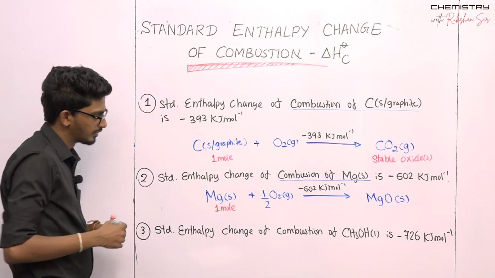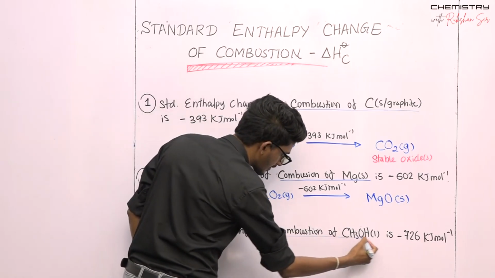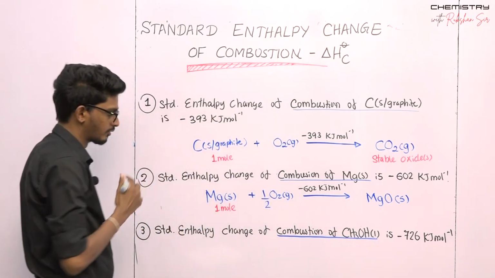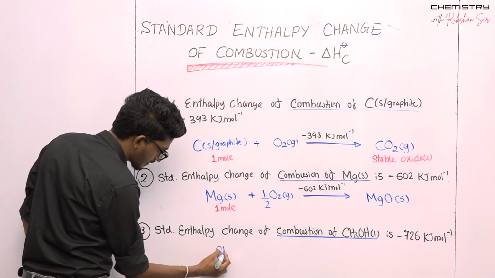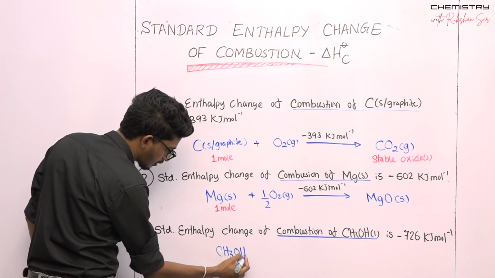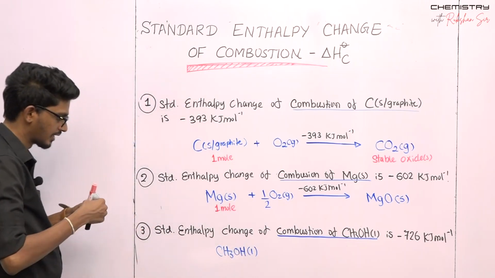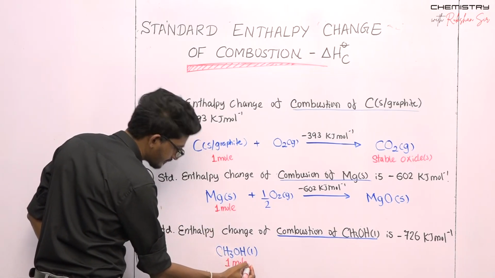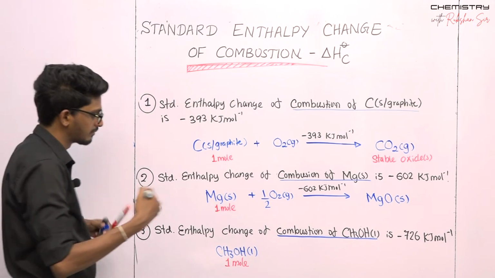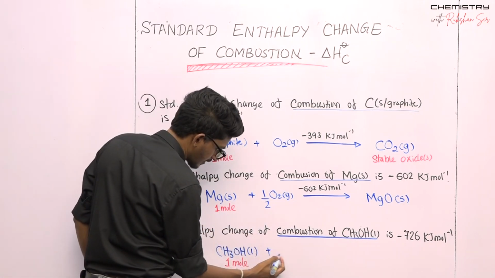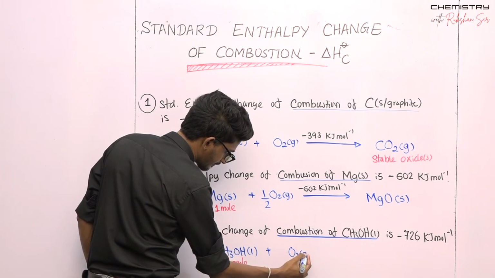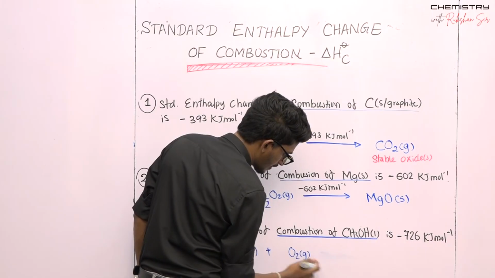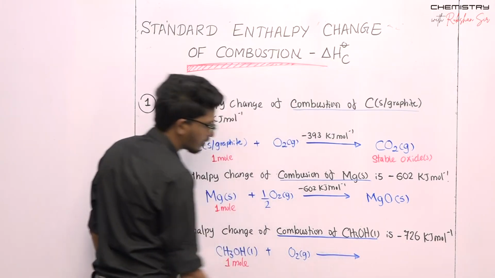So the 1 mole species, this is all about the combustion of CH3OH liquid. So 1 mole species is CH3OH liquid. That is where the 1 mole stands, right? Then combustion means reacting with O2 gas. Reacting with O2 gas. Right? So what are going to be the products?